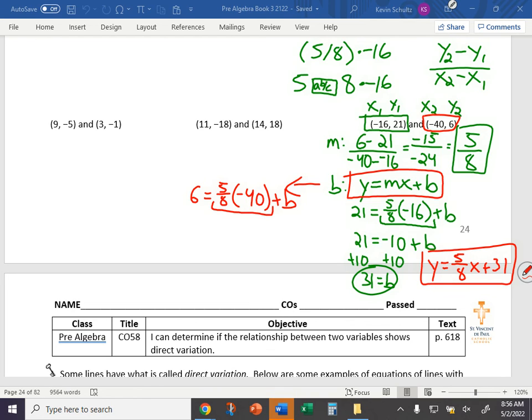What goes into 40 8 times? 5. We want 5 of those 5s. What's 5 5s? 25. So we get 6 equals -25, because it's positive and negative, plus b. In this case, you'd add 25 to both sides, and you get 31 as a value for b. So it does not matter which ordered pair you pick. That's crazy. It's excellent. That's what it is.